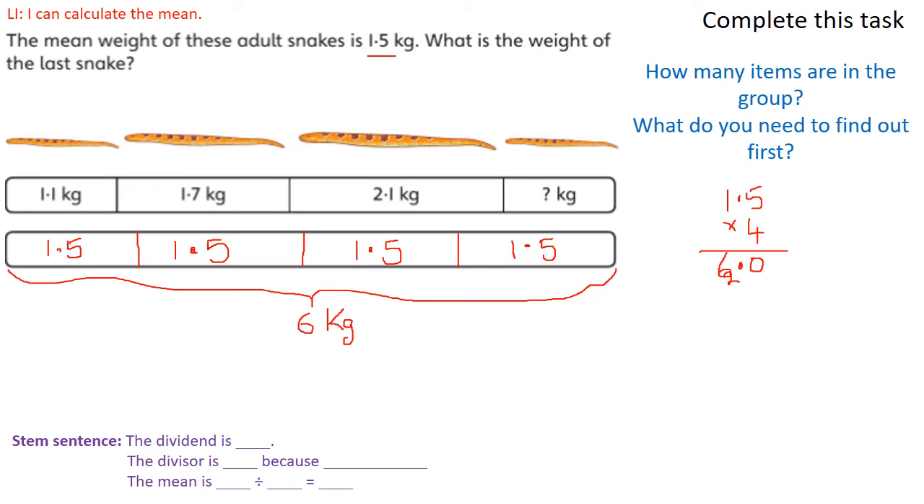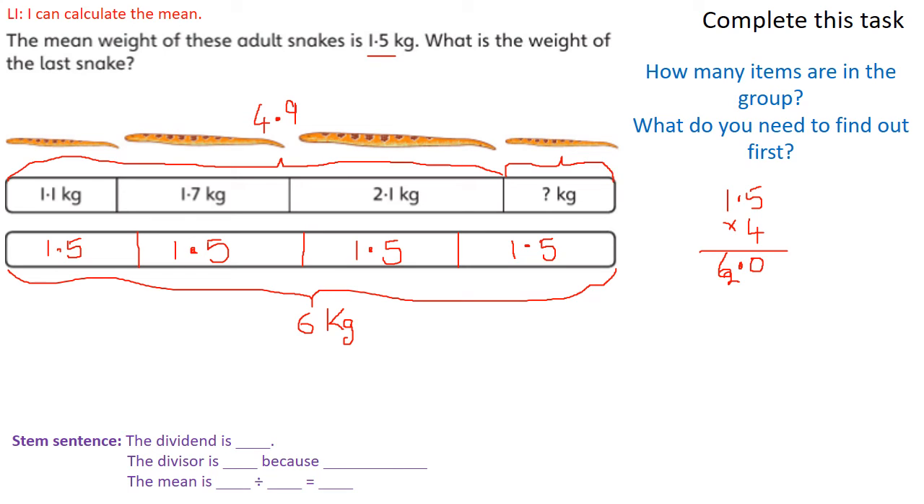So I want to know now how much do these 3 weigh? I wonder if I can do this in my head without having to do a column. Let's add up our tenths first of all. So I've got 1 plus 7 is 8, plus another 1 is 9. Put my decimal point in. And then what about our ones? So we've got 2, 3, 4. So we've got 4.9.